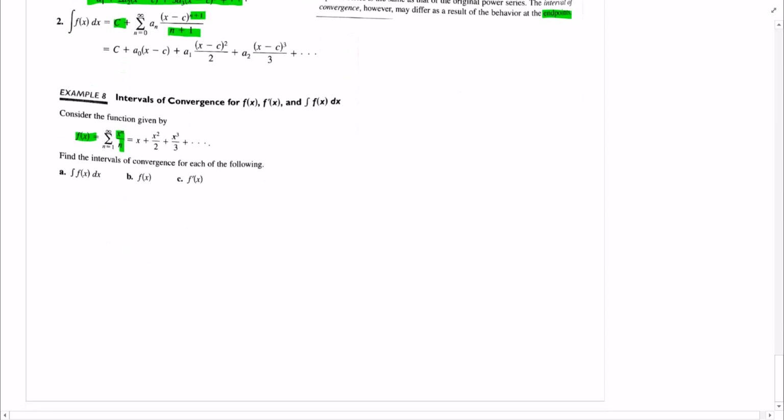Okay, so let's do these. Let's find the intervals of convergence for the following. We're going to go ahead and integrate f of x equals x to the n over n. If we integrate this, it's going to add 1 to the exponent: x to the n plus 1 divided by n plus 1. There was already that n down there, so we have another n.